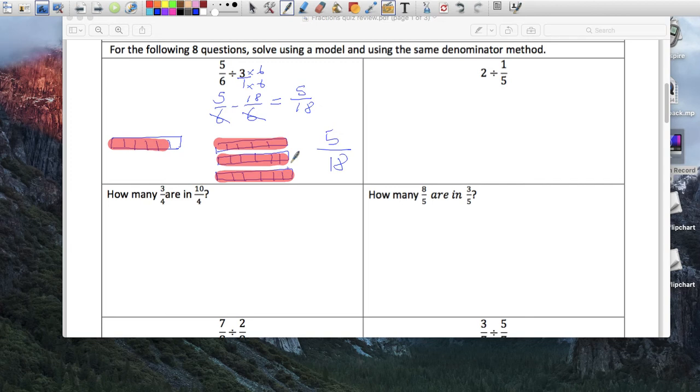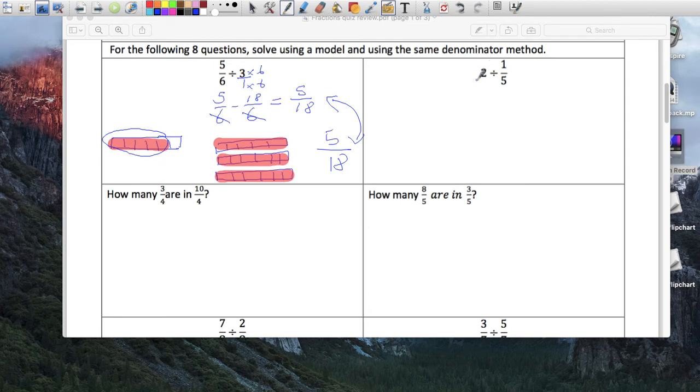Or another way of saying this is how many groups of 18 can I make out of 5? I can't make a group of 18, but I can make a group of what? I can make a group of 5 out of what I was trying to make, out of the 18. That's why this answer and that answer, whichever way you choose to do it, matches.